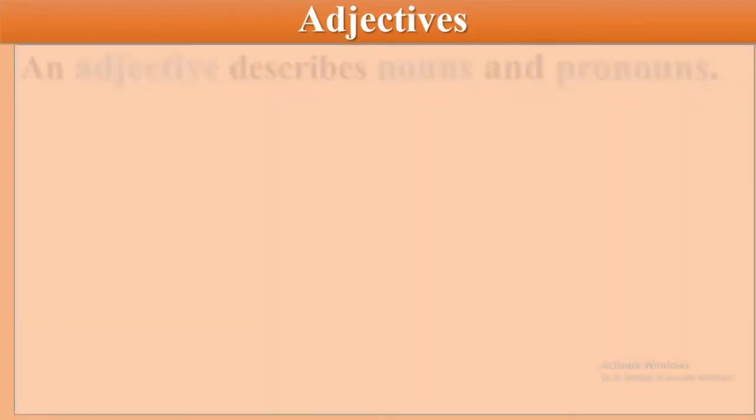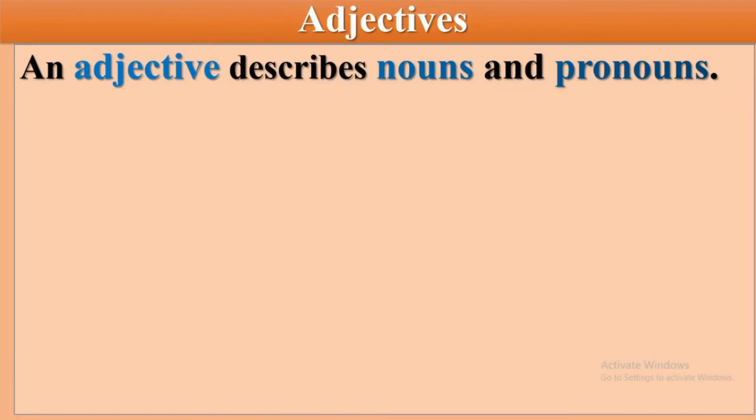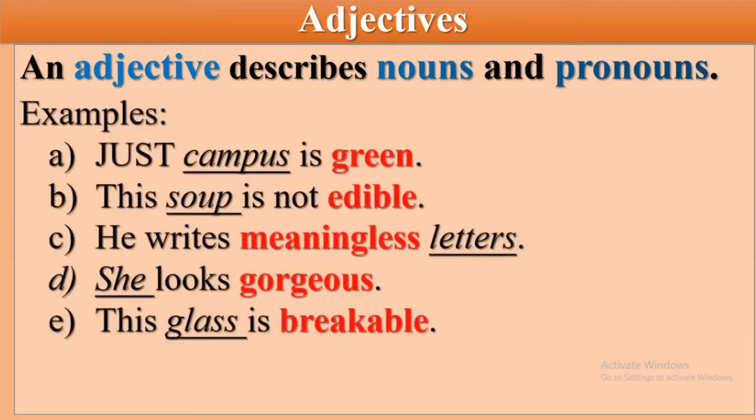Adjective. An adjective describes nouns and pronouns. That is to say, we use adjectives in sentences in order to give more information or in order to identify nouns and pronouns only. It is very important to remember adjectives are used to give information about only nouns and pronouns. In other words, nouns and pronouns can only be modified by adjectives.